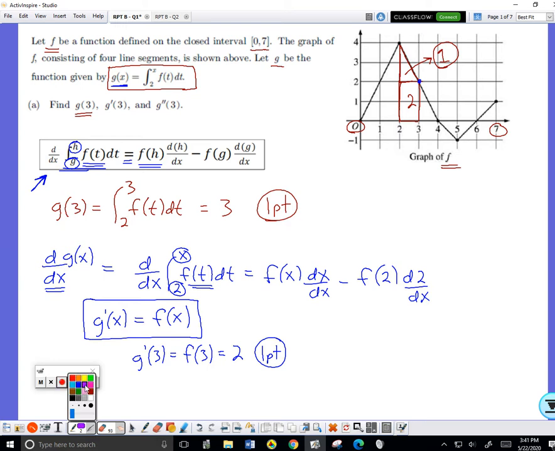Next, we need to find g double prime of 3, which means that's going to be f prime of 3. So here's 3. F prime of 3 means the slope right there. This line goes down 4 over 2. Down 4 over 2. I can stop there to get the last point for this part A, which was worth a total of 3 points.